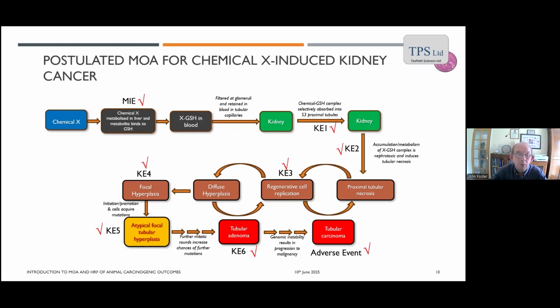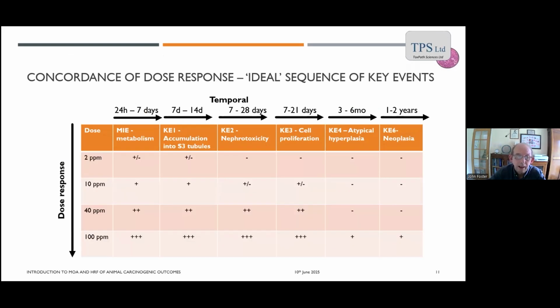So the postulated mode of action, the ticks are where we found some data. There are some bits of data that are missing from these, but you can see that the molecular initiating event, we've got data for that. The key event, the single key event, we have data for that, and for subsequent key events. So we're in a pretty good position in terms of a mode of action for producing cancer in the rodent.